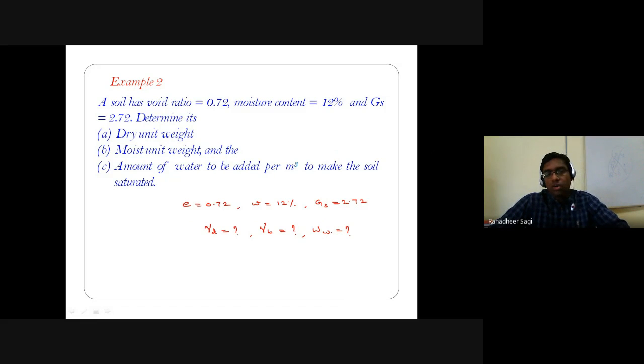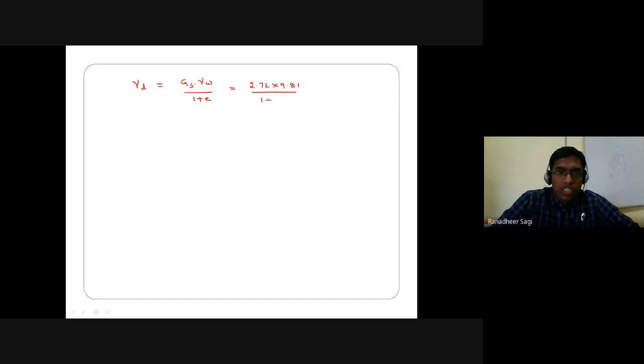So for doing so, first let's get started with how to determine the dry unit weight of the soil. We know that dry unit weight of the soil we can write as Gs into gamma W by 1 plus e, because the void ratio and the specific gravity of the soil solids are given. By making use of this expression, I can find the dry density of the soil. So Gs is given as 2.72, gamma W standard value is 9.81 kilonewton per meter cube, and the void ratio is given as 0.72. Upon solving, we'll get the dry density of the soil as 15.51 kilonewton per meter cube. That's going to be the dry density of that particular soil.